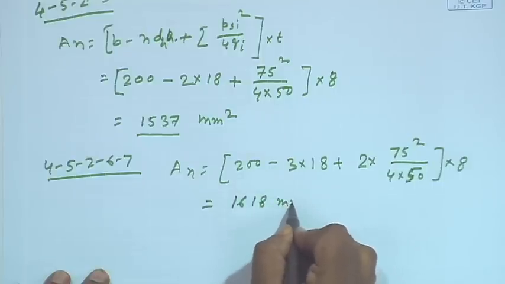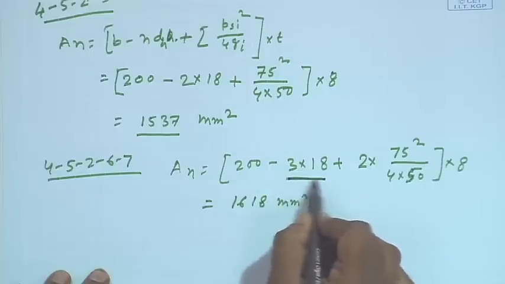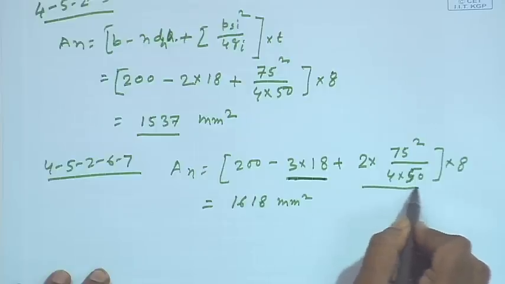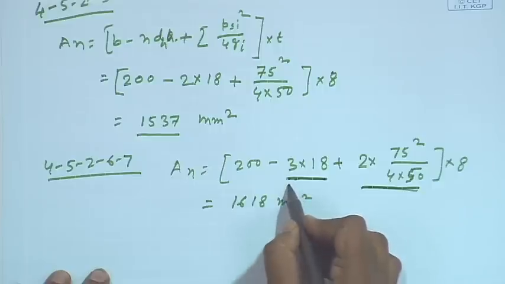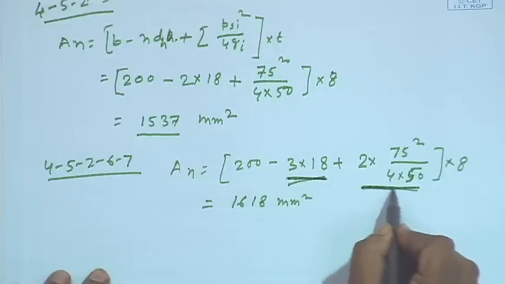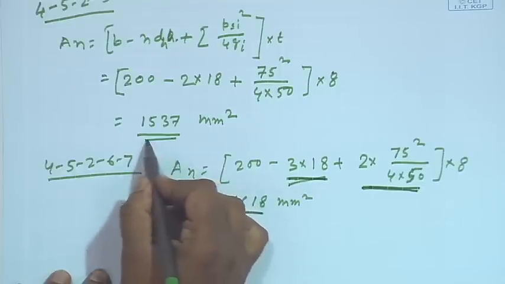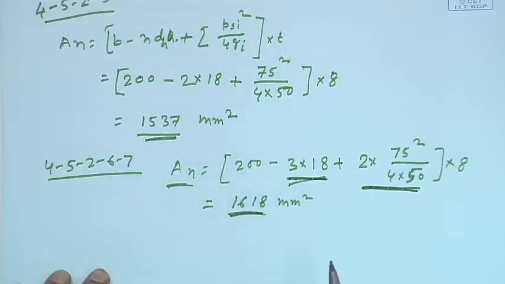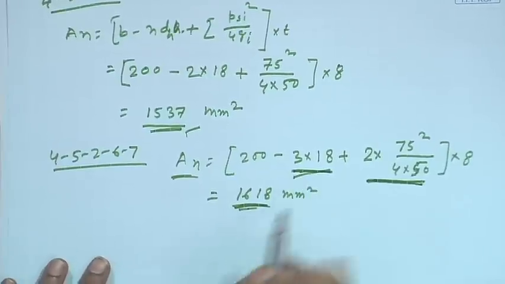1618 millimeter square. That means, here you see though the number of bolts are increasing, but due to staggered pitch some area is going to be added. So, though we are deducting 3 into 18, we are adding this. Therefore, the net area, if you compare with this 4523, is becoming more. That means the chance of failure along this direction is less. Chances of failure along 45267 is less compared to this. However, we have to see the least one.